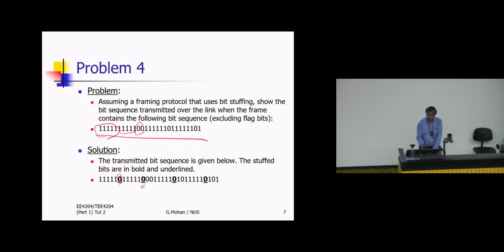Note that there are 2 zeros already, so those 2 zeros will be there and will not be affected. The 0 which is highlighted is the extra stuffed bit. Similarly, here also, after 5 ones there's a 0. And here also there are 5 consecutive ones, so a 0 is inserted. The receiver will receive all the bits, and whenever it receives a 0 after 5 ones, it knows this 0 is a stuffed bit that will be ignored or dropped. Is that fine? Yes?